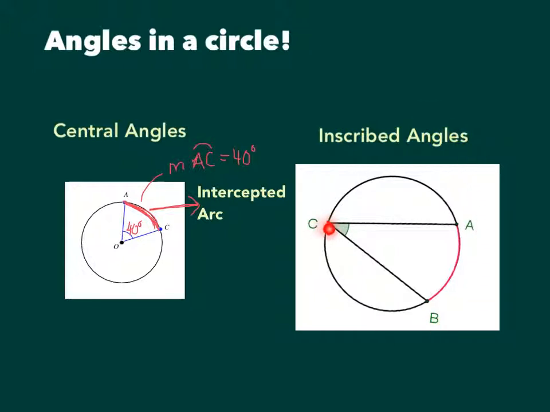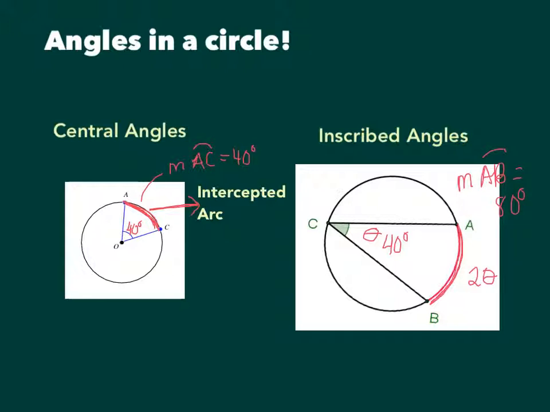This angle has its vertex on the edge of the circle and then has two lines extending also to the edge of the circle. This angle also has an intercepted arc from A to B. This time though, the angle is half the measure of the arc. So, for example, if angle ACB was 40 degrees, the measure of arc AB would be 80 degrees.